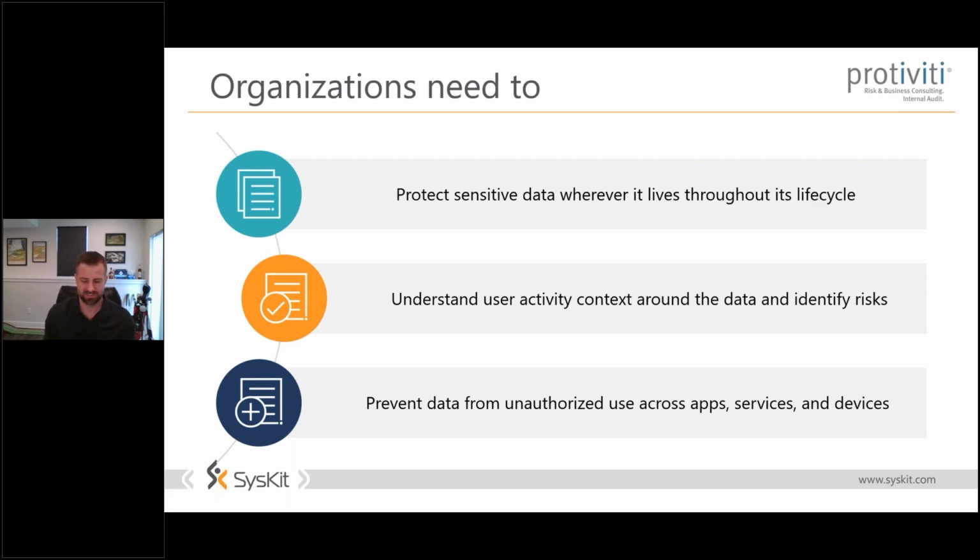That sensitive data, you can also forget about it if you're not following it from retention. So think about wherever it lives throughout its life cycle. It's not, I've fixed this because I've set up DLP in OneDrive.